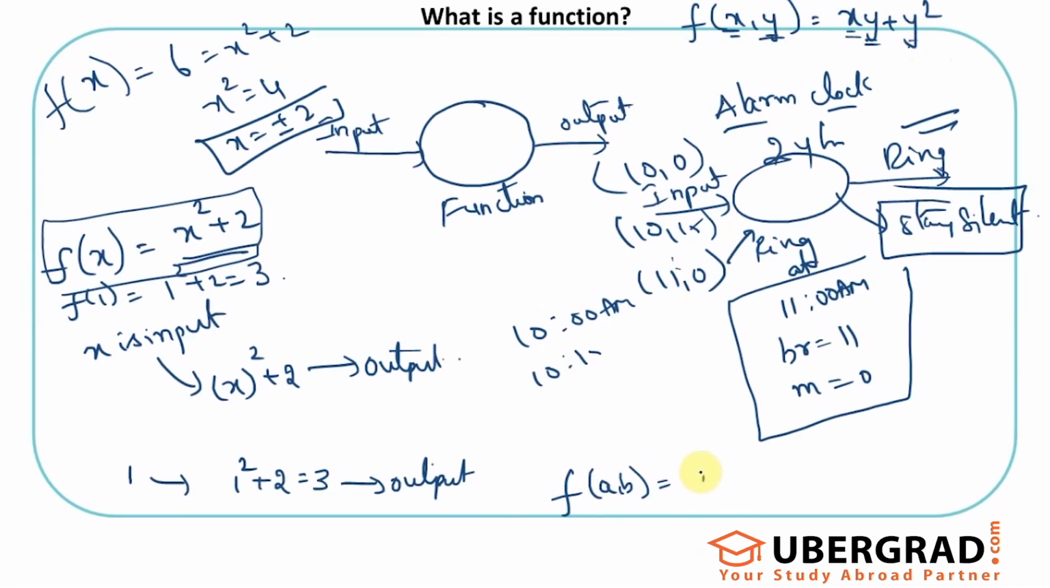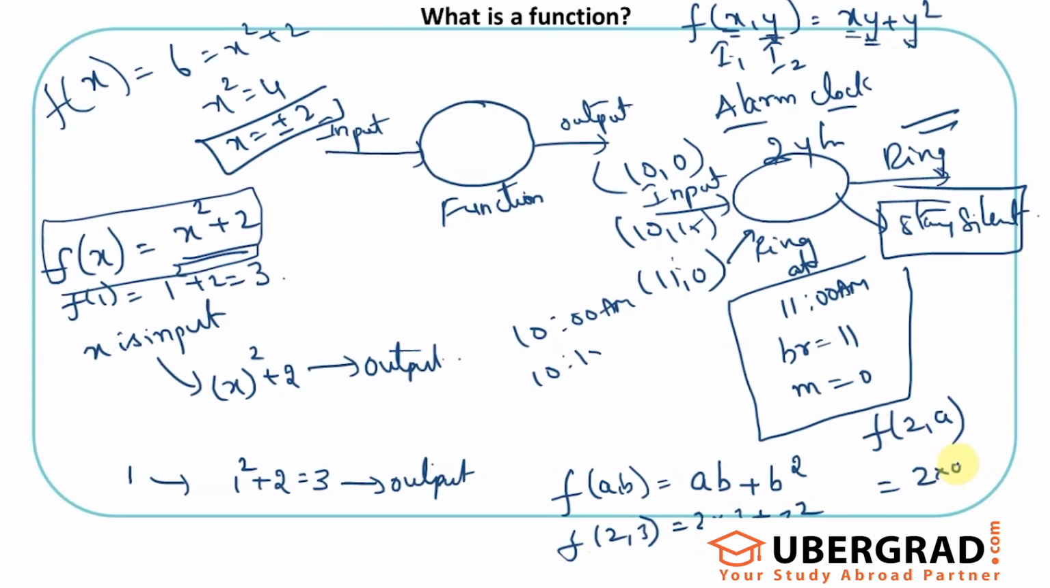Similarly, a is the first input, b is the second input, a into b plus b square. It doesn't matter. It's not that you should only use these variables. It is like defining input 1 and input 2, and I am doing input 1 into input 2 plus input 2 square. So even if I give you f of 2 comma 3, that is 2 into 3 plus 3 square. If I give you f of 2 comma a, it is 2 into a plus a square.